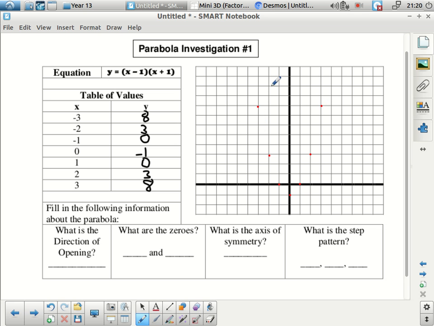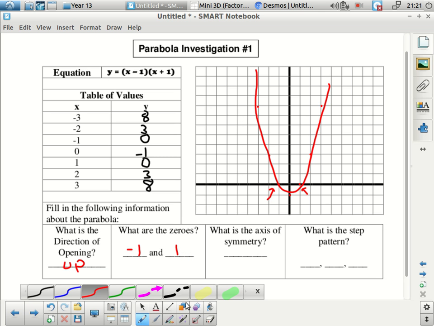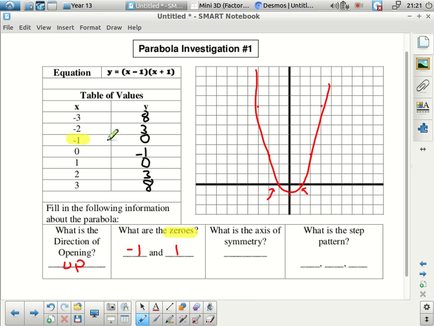I'm going to try to draw this parabola with my mouse here at home, and that's a bit sloppy, but that's what my parabola looks like. Then we'll fill in the details here. What's the direction of opening? That would be up. My zeros are where it crosses the x-axis, so that's here and here, occurring at -1 and 1. Also notice that lovely name, zeros. If I go to my table, when I'm at -1 or 1, my y value is 0, which is why they're called zeros.